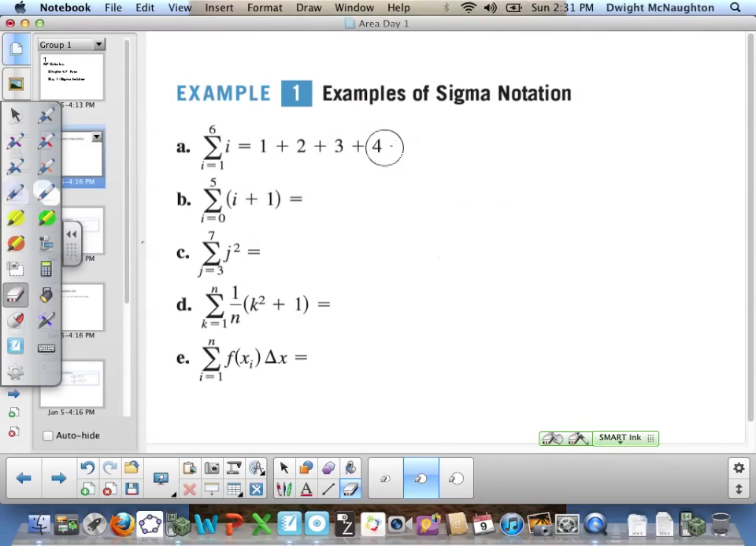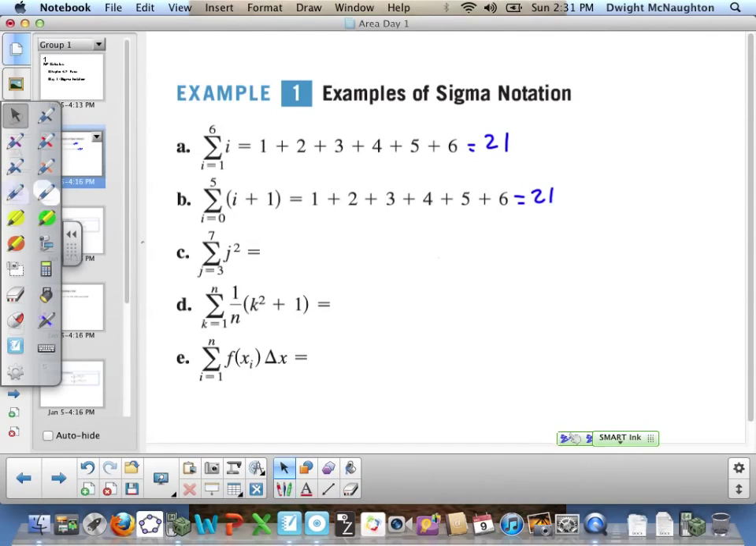So it looks like this: 1 plus 2 plus 3 plus 4 plus 5 plus 6. If we were to do that, we would add them all up and we would get 21. For B, we'll do the same thing. We'll sum the sequence i plus 1 for all the values of i from 0 till 5. So we would add up 0 plus 1 is 1, 1 plus 1 is 2, 3, plus 4 plus 5 plus 6, and again, we would get 21.